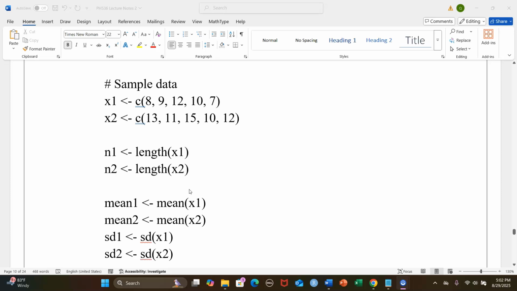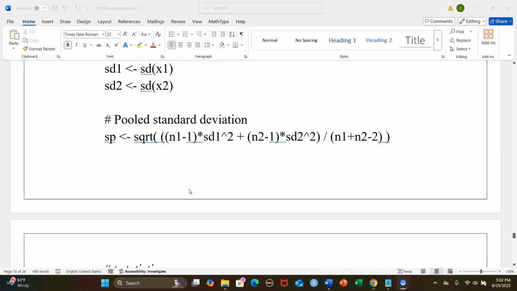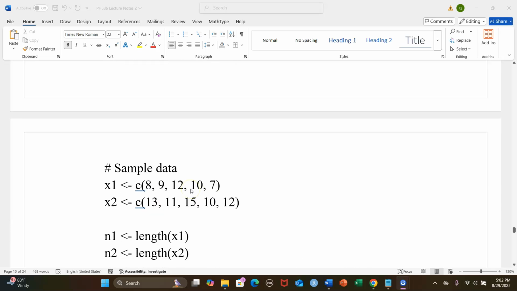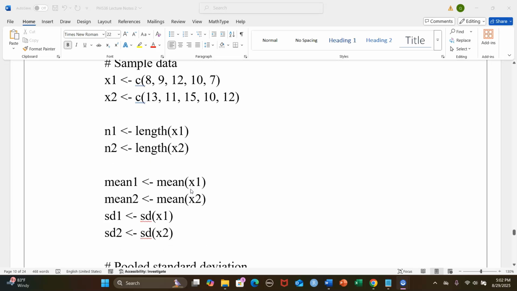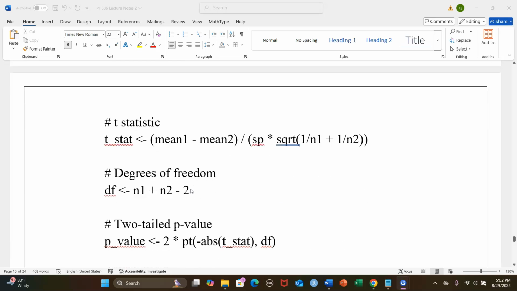Okay, so let's try an example. You assign x1, x2 as data samples, and then n1, n2 are their sample sizes. You calculate the means and standard deviations. Then you calculate the pooled standard deviation using that formula. Remember this formula? Using this formula, you calculate sp as the square root of n1 minus 1 times SD1 squared plus n2 minus 1 times SD2 squared, and the whole thing divided by n1 plus n2 minus 2. Okay? And then you can calculate the t statistic using that formula.